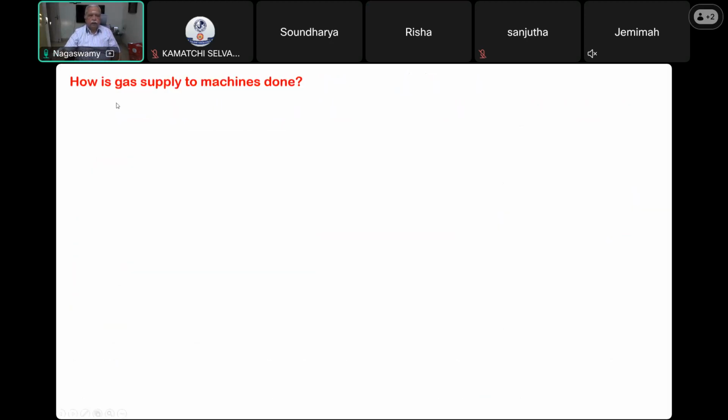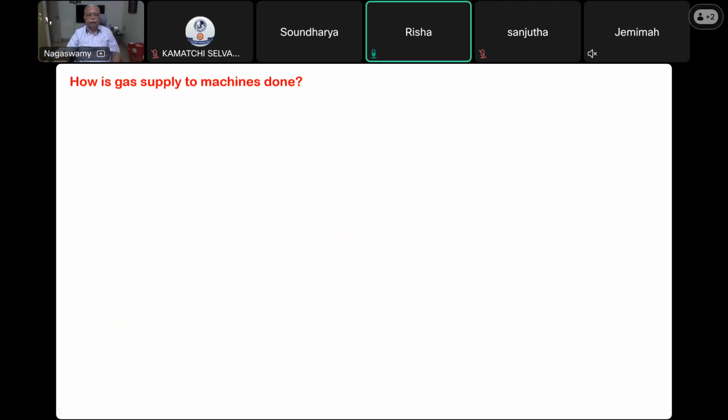So first thing is, how is gas supply to machines done? What are all the options for supply of gas to the machines? It can be via cylinders or pipelines, a central supply system, or cylinders mounted on the machine. These are the 2 sources of gas supply.